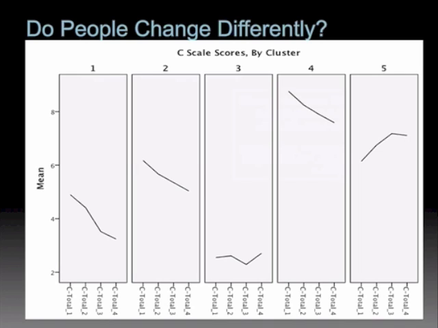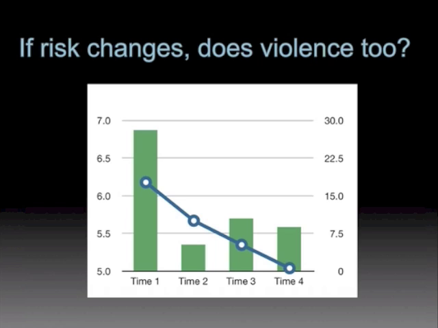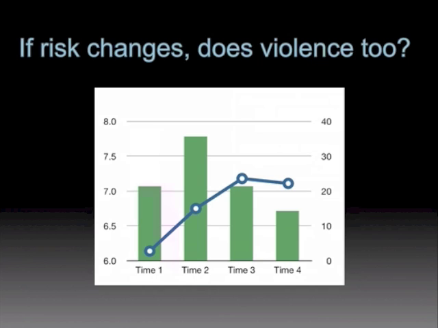So the next question that emerges is, well, we found these groups of people who may change differently. Does their violence change kind of in lockstep with changes on the C scale? I'm just going to show you 2 more charts. And basically the pattern was, yes, indeed, they do. So the bars here is the percentage of violence. The line is the score on the C scale. And so you can see as the C scale decreased, violence tended to decrease in the next 6 months as well. This is the group that got a little bit worse.